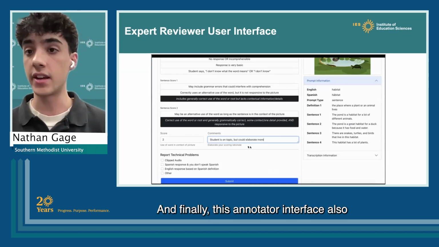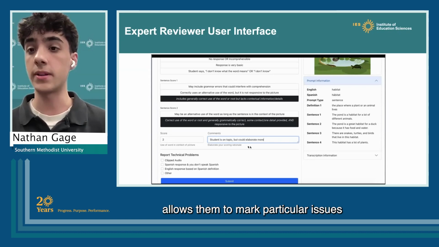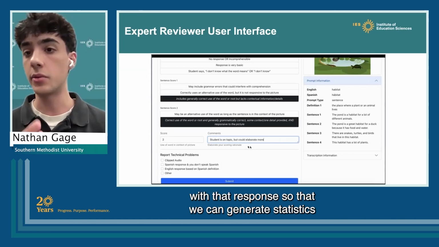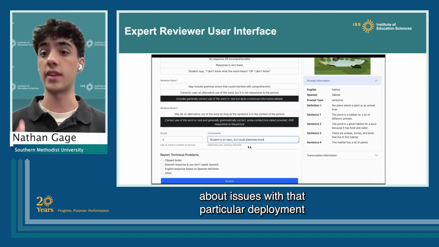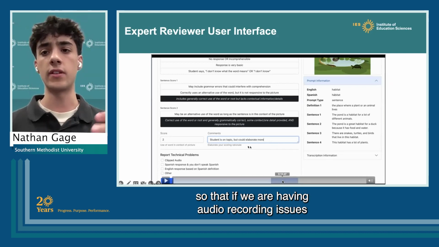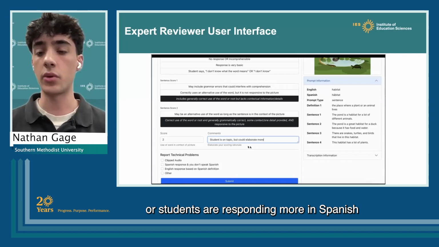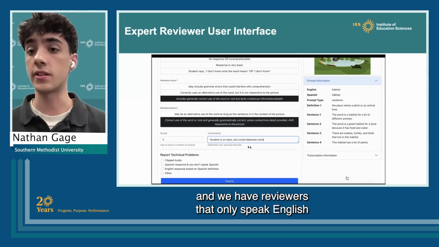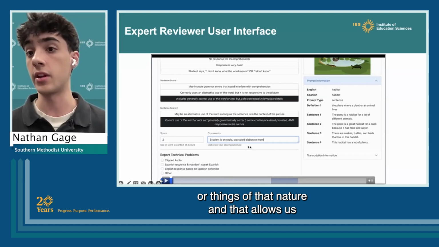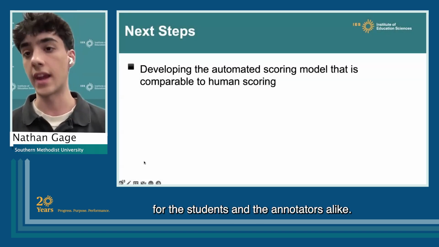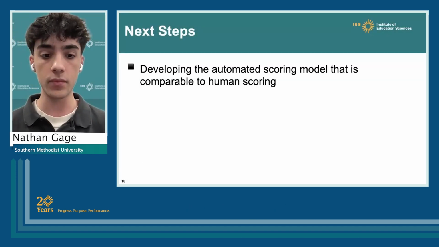And finally, this annotator interface also allows them to mark particular issues with that response so that we can generate statistics about issues with that particular deployment, so that if we are having audio recording issues, or students are responding more in Spanish and we have reviewers that only speak English, or things of that nature, that allows us to iteratively improve this interface for the students and the annotators alike.